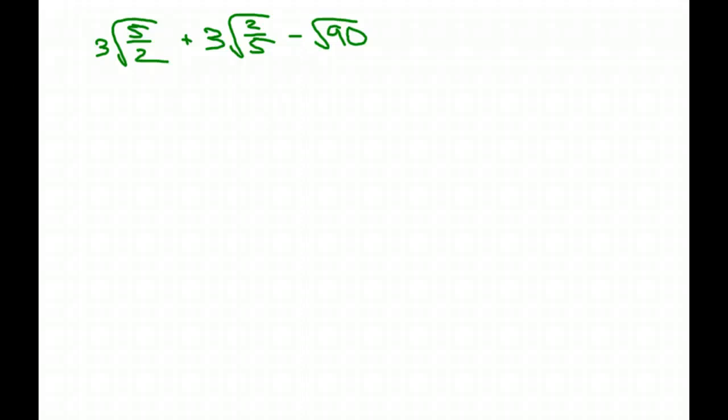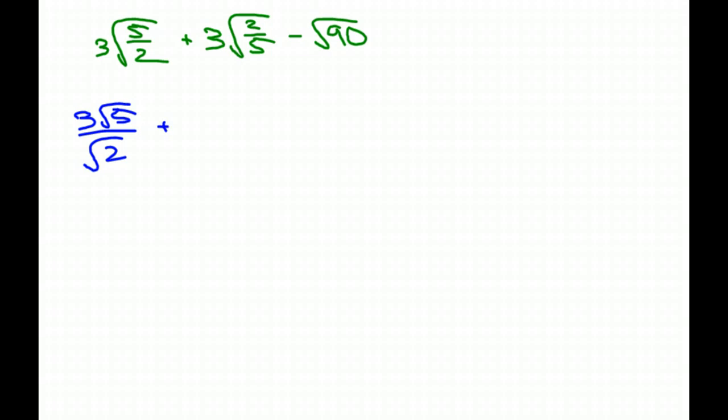So, we're going to do the same thing we did in the last one. We're going to change this to 3 square root of 5 over the square root of 2. Any problems doing that? That's a normal occurrence that you should be doing regularly. Kind of like brushing your teeth.